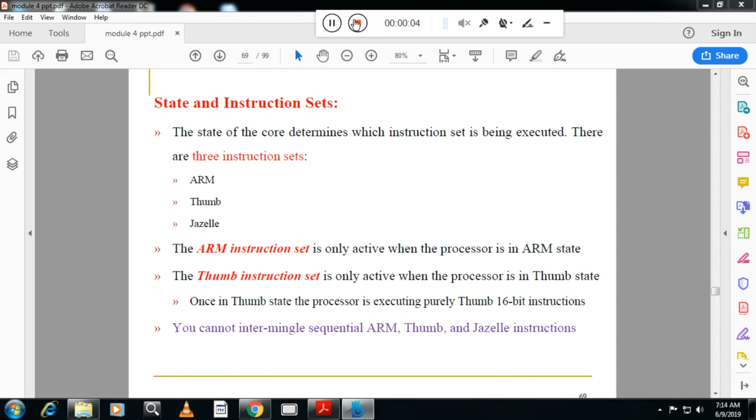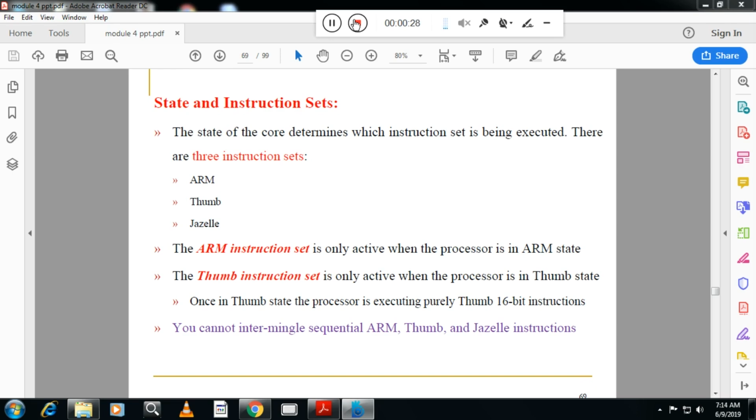So today in this video we will continue the fourth module of the MP and MC 17CS44 syllabus of VTU for fourth semester of CS and IS students. Here we will first see different types of instructions. As I said in my previous video, ARM will support three types of instruction. One is called ARM, the second one is Thumb, and the third one is called Jazelle instruction.